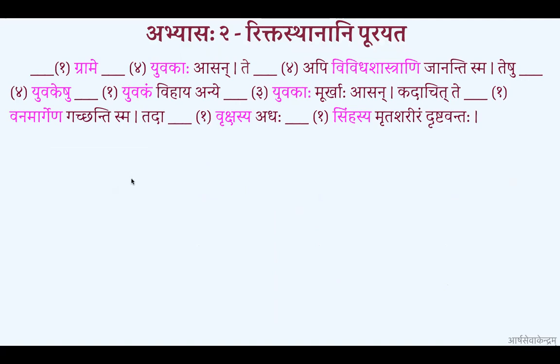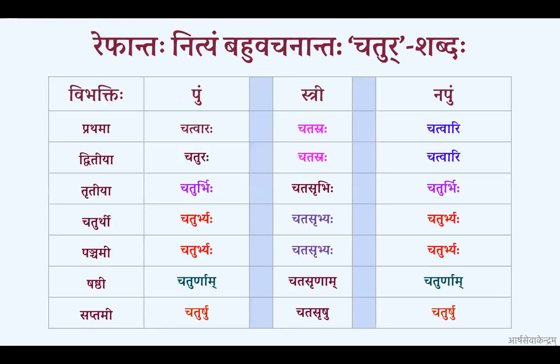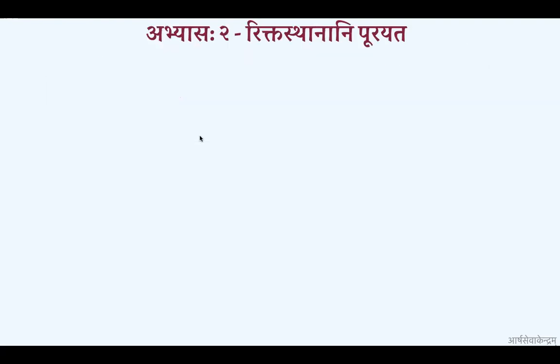Fill in the blanks. एक ग्रामे 4 युवकाः आसन्. एकस्मिन् ग्रामे, we have to use the appropriate vibhakti forms for the numbers given in the bracket. Grame is Saptami vibhakti, so ekasmin grame. Yuvakaha is Prathama vibhakti. Chatvaraha yuvakaha asan. Satyam.